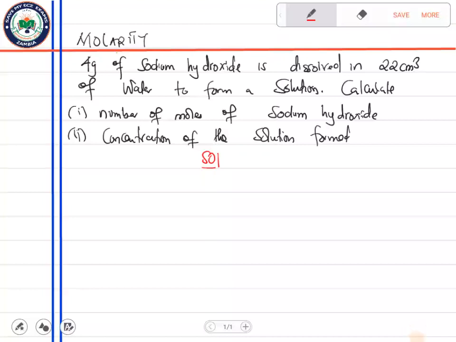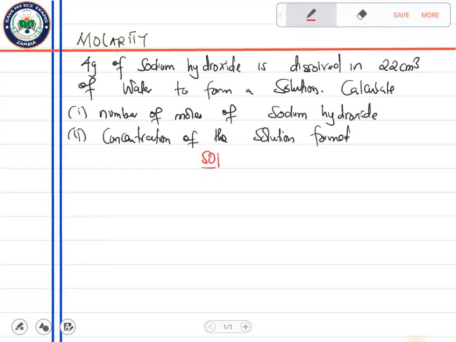I have a question here under molarity, which says 4 grams of sodium hydroxide is dissolved in 22 cubic centimeters of water to form a solution. Calculate the number of moles of sodium hydroxide and concentration of the solution formed.